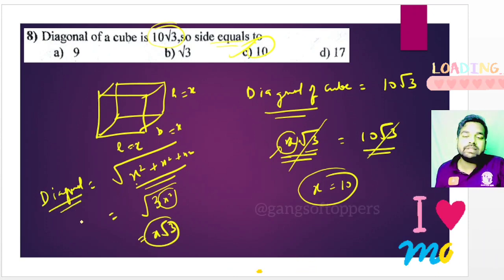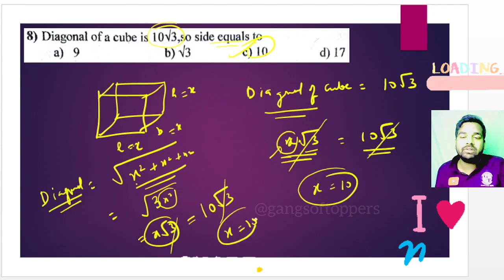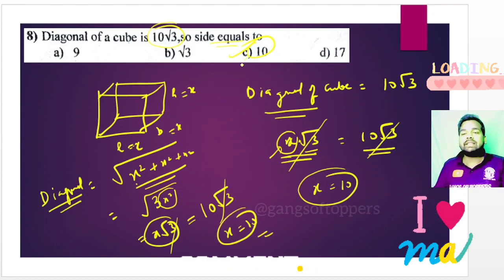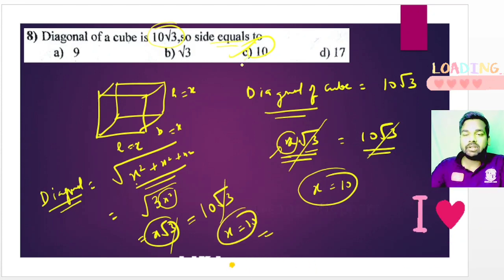Since the diagonal is given, compare x root 3 with 10 root 3 and divide it, and you will get x is equal to 10. So the answer will be C. I think everybody got the concept.